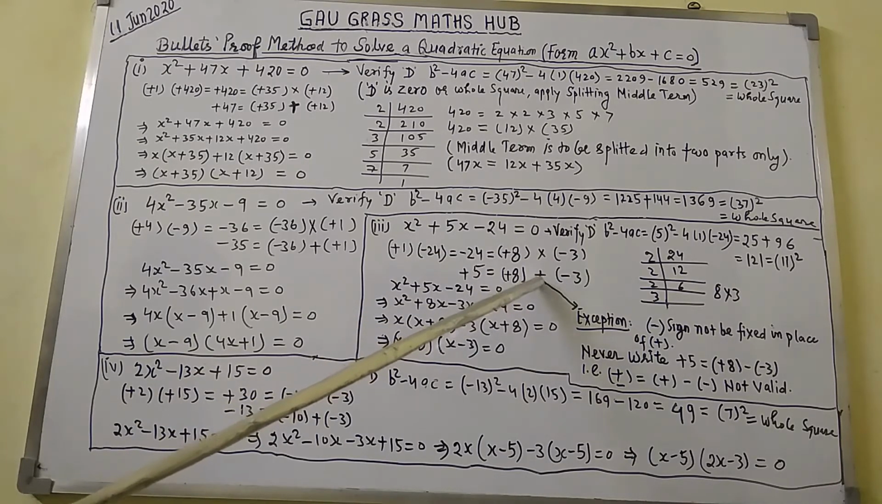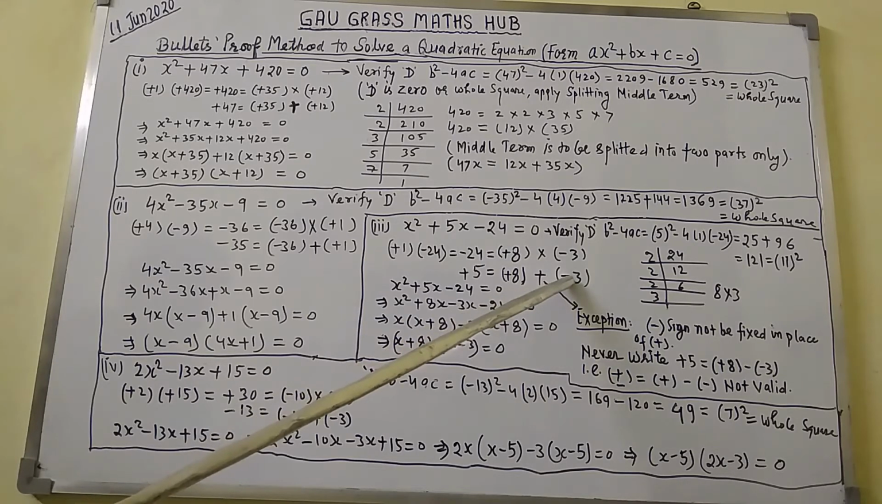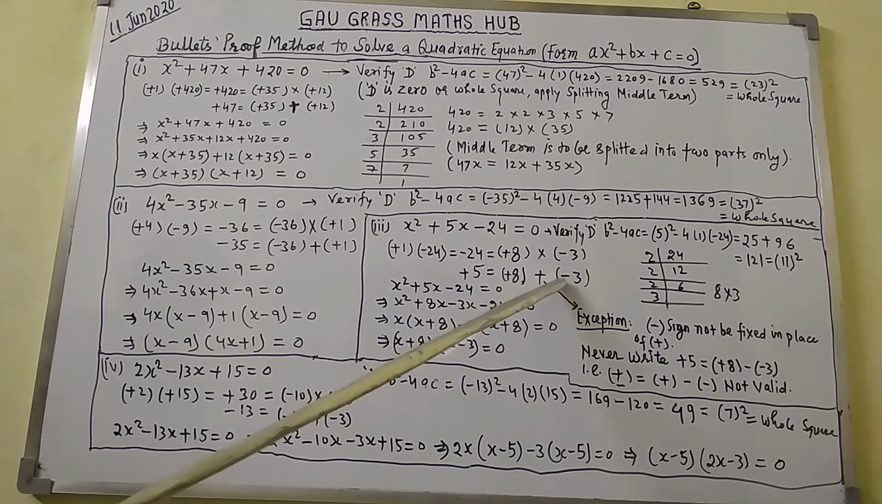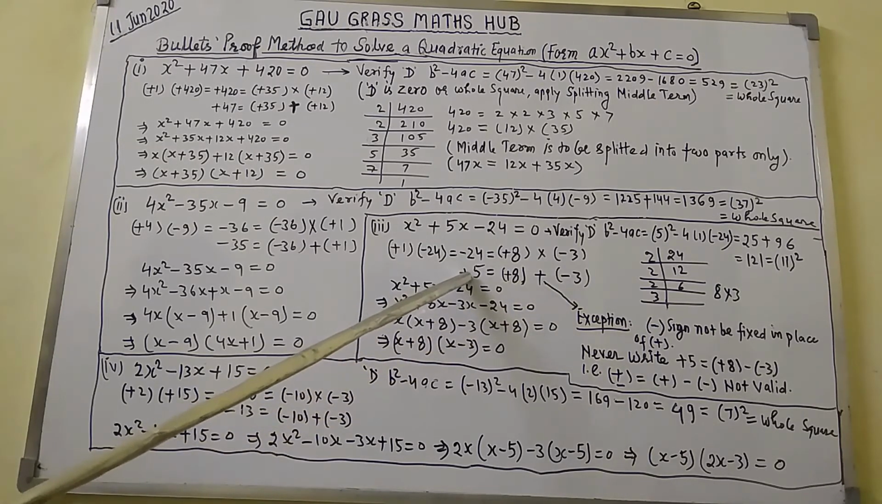Since here minus sign is there, here plus sign is fixed here. If you do the operation plus 8 plus minus 3, you will get easily plus 5.